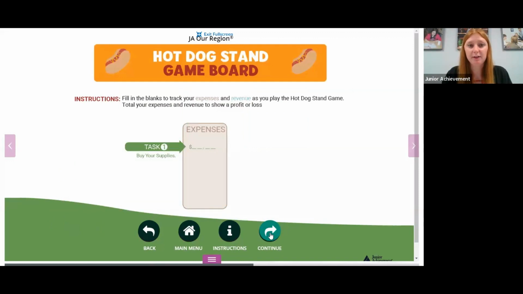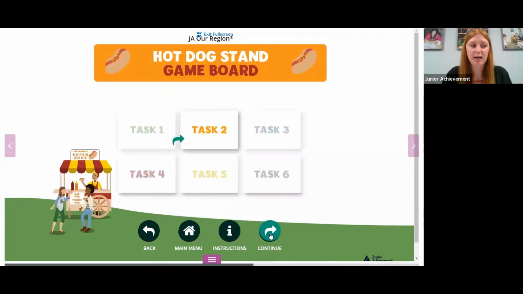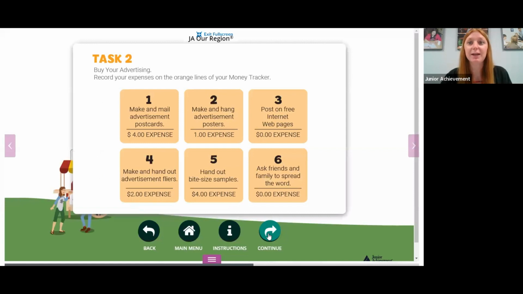So you're going to have them fill it out, and then next you're just going to move on to task 2. Task 2, again, we have to buy our advertisement. So take time to talk to students about how if we never advertise our business, we probably won't get many customers and we won't have a very successful hot dog stand. So again, once we have this up, students are going to roll a dice. Let's say I roll a 4.